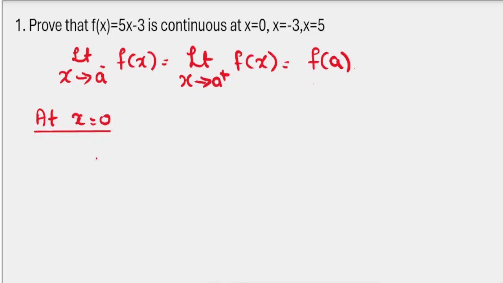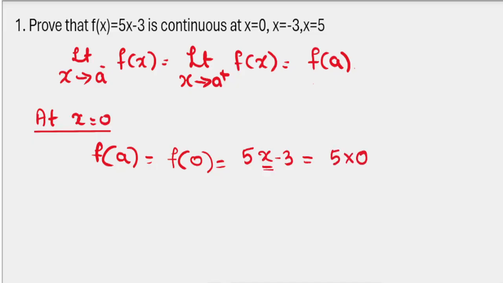Okay. So first we'll find f of a. That is, a is here 0. That is equal to f of 0. So here the function is 5x minus 3. Here we can put x as 0. Therefore this is 5 times 0 minus 3, which is equal to minus 3.